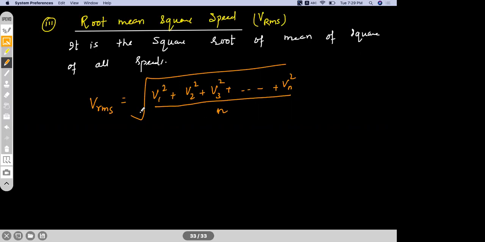So next class, we'll continue with this. We'll see the kinetic gas equation, and then we'll see the formulas of, again, these three speeds, and the Maxwell distribution curve we'll discuss. This part is very important. Okay, you have to understand each and every part over here.